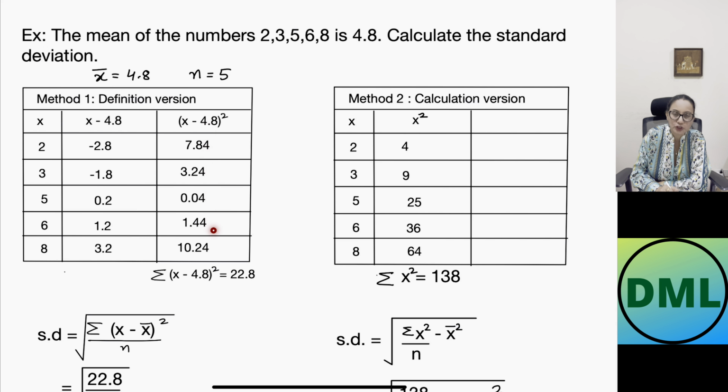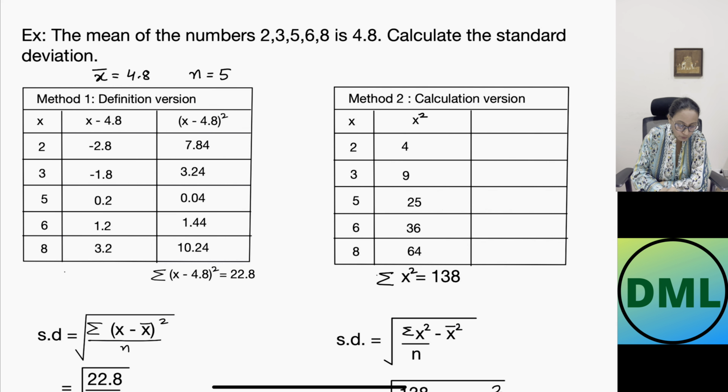We will make a chart here. X values are 2, 3, 5, 6, 8. Then x minus x bar, where x bar is 4.8. We need to see how much each value is deviated from the mean. Mean is 4.8, so I need to subtract 4.8 from x. If you subtract, 2 minus 4.8 is negative 2.8. 3 minus 4.8 is negative 1.8. 5 minus 4.8 is 0.2. 6 minus 4.8 is 1.2. 8 minus 4.8 is 3.2.